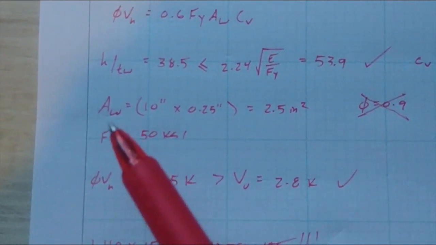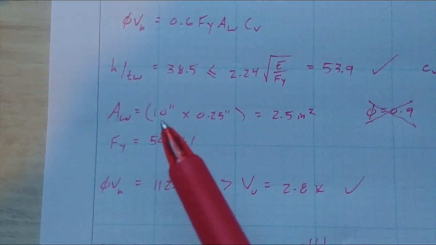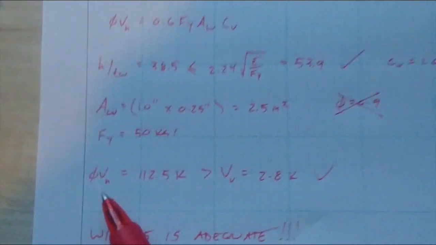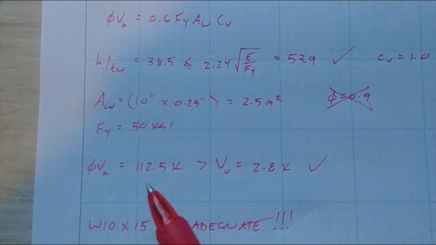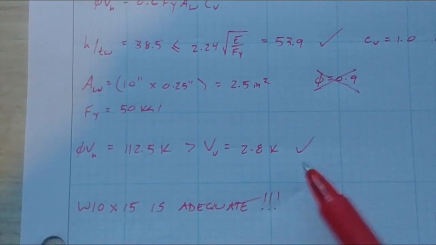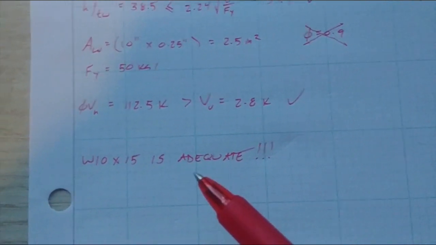Area of web is just thickness of web times your D. So that's all that takes. Plug all those into your top equation here. Phi Vn equals 112.5 kips, which is much, much larger than Vu of 2.8 kips. So we're good. So we know that the W10x15 is adequate.